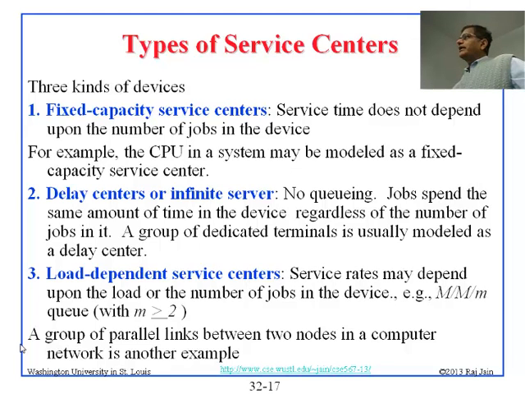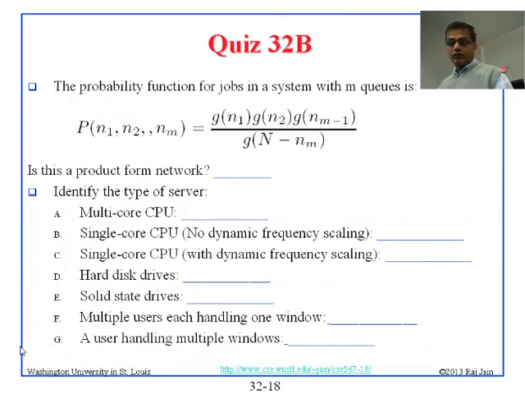Third is a load dependent service center. The service rate may depend upon the load, the number of jobs in the device. For example, M/M/m queues would be load dependent servers. A group of parallel links between two nodes in a network is another example. If you have two parallel links, then if there are two packets, they can go through, but if there are three packets, there will be a queue. So M/M/m queues are parallel, load dependent servers. So there are three kinds of servers, right? There are more actually, but those three will do for us.